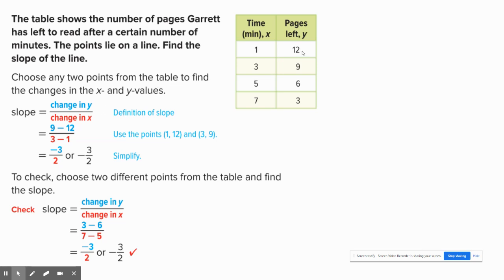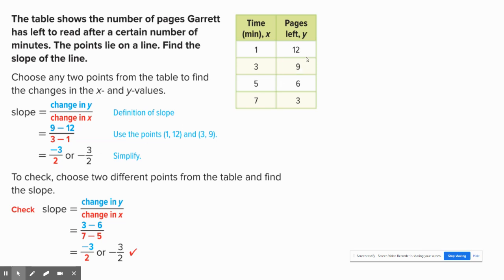So you find any 2 points on here. They chose 12 and 9, 1 and 3, which if you wrote it as an ordered pair, would be (1, 12), (3, 9). And for the change in y, they're going to take 9 minus 12, and they're going to put that over 3 minus 1. When you find change, you're going to subtract. How far is it? 9 minus 12 and 3 minus 1. You'll see that's negative 3 over 2, or negative 3 halves.